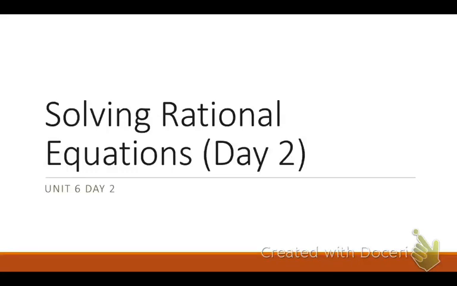Okay, solving rational equations day 2. So this time we're just taking it a step further. A little bit harder, not much though. Okay? So we need to solve this. And we have this 1 in there. I'm just going to rewrite that so it's 1 over 1, so that everything's a fraction and it makes it a little bit easier for us.